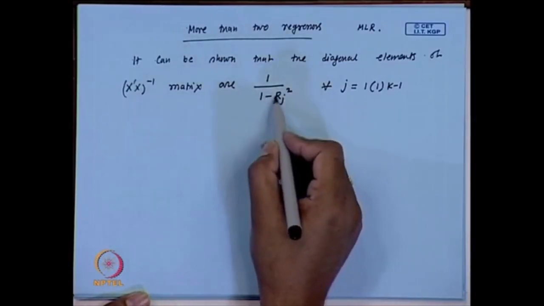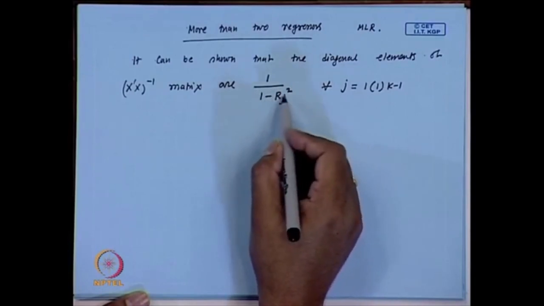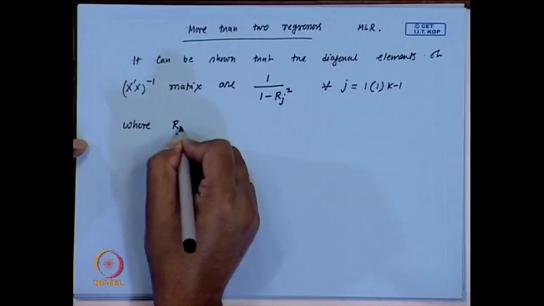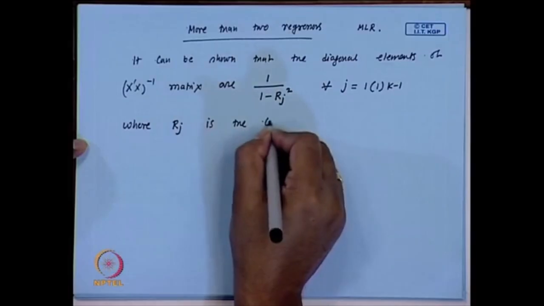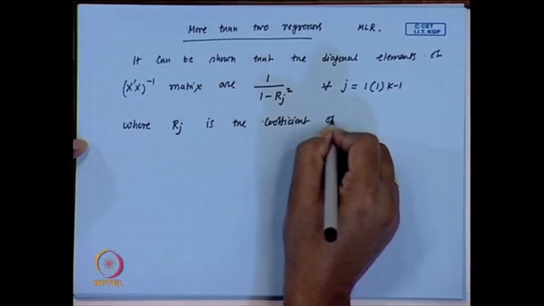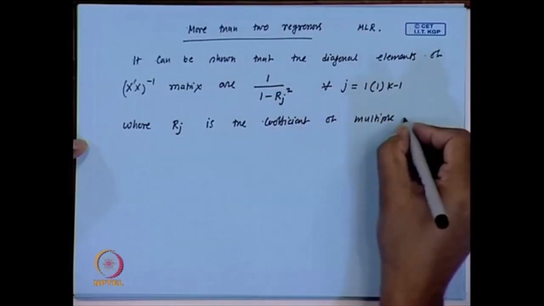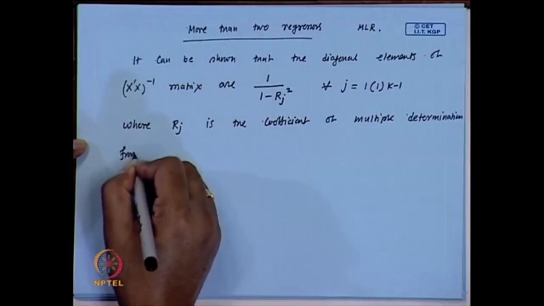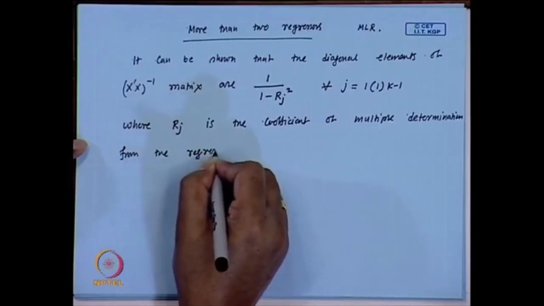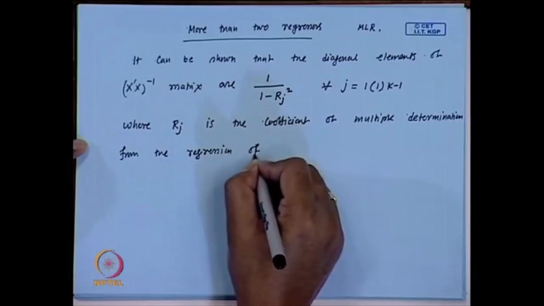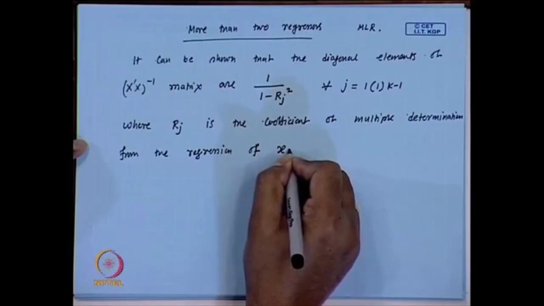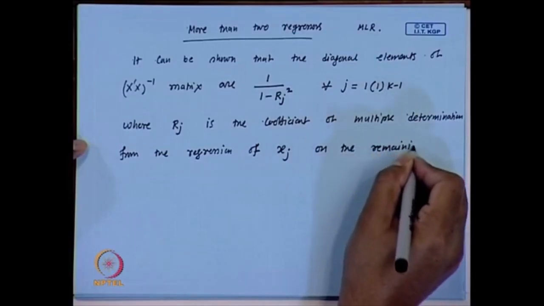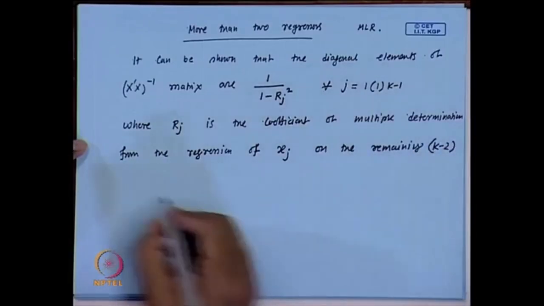So, before we had R12 square. Now, R12 has been replaced by Rj, where Rj square is the coefficient of multiple determination from the regression of xj on the remaining k minus 2 regressors.